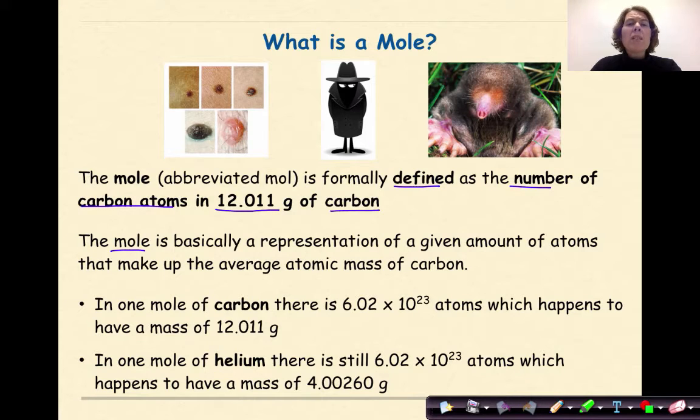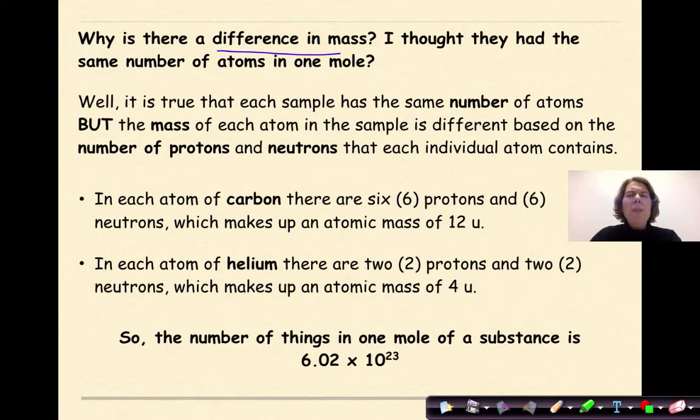The mole is basically a representation of a given amount of atoms that make up the average atomic mass of carbon. In 1 mole of carbon, there are 6.02 times 10 to the 23rd atoms, which happen to have a mass of 12.011 grams. In a mole of helium, there is still 6.02 times 10 to the 23rd atoms, which happen to have a mass of 4.00260 grams. Why is there a difference in mass, though?